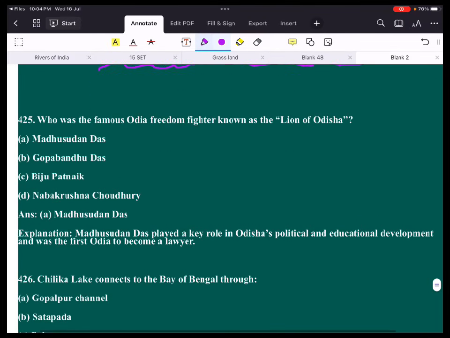Who was the famous Odia freedom fighter known as Lion of Odisha? That is Madhusudan Das, option A. Madhusudan Das played a key role in Odisha's political and educational development. He was the first Odia to become a lawyer.